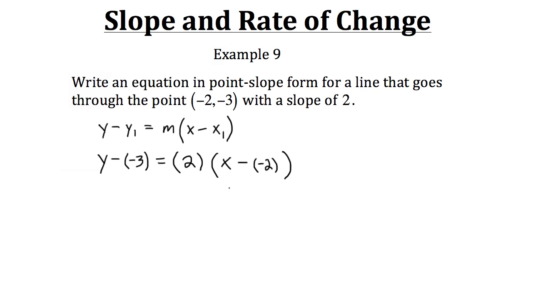So now let's clean this up a little bit. So we have y minus a -3. Well, minus a negative is a double negative, so that'll make it positive 3. So we have y plus 3 equals 2 times, we have x minus a -2, so a double negative again. So that changes it to be an x plus 2. So now we've written an equation for this particular linear function in point-slope form.